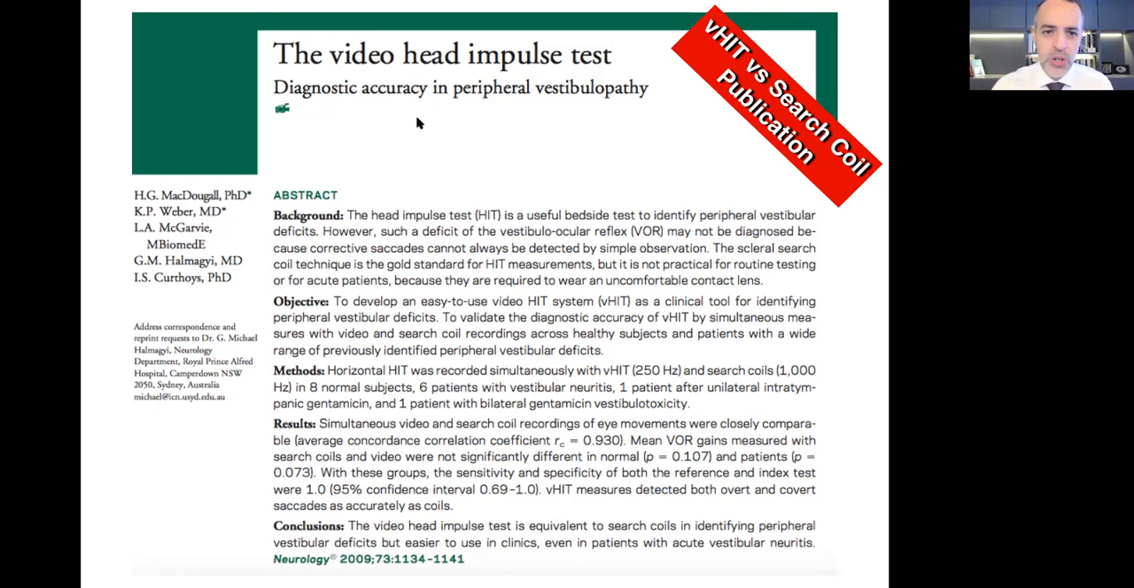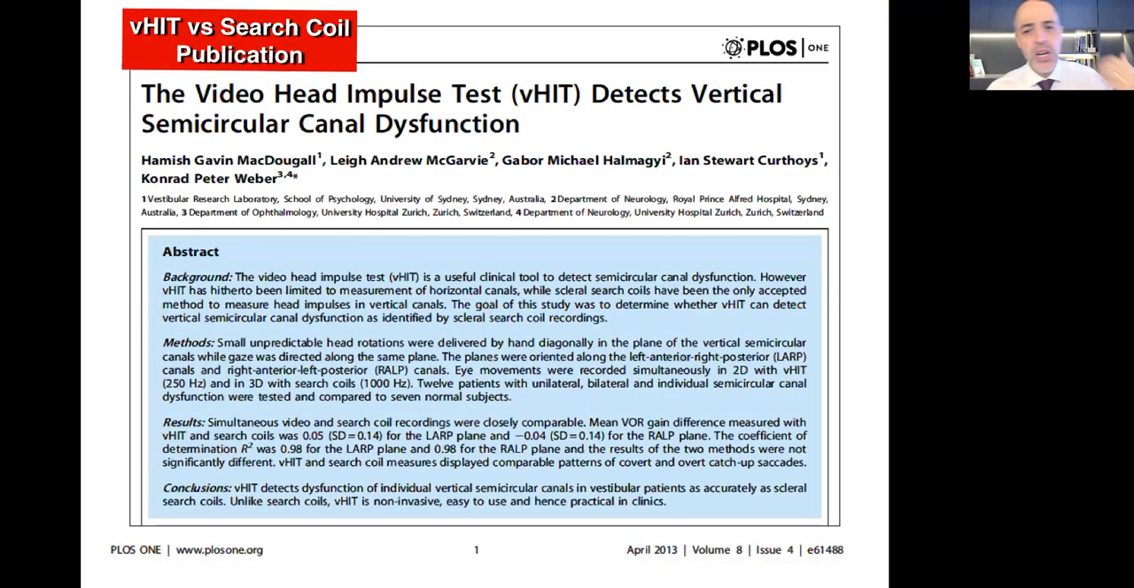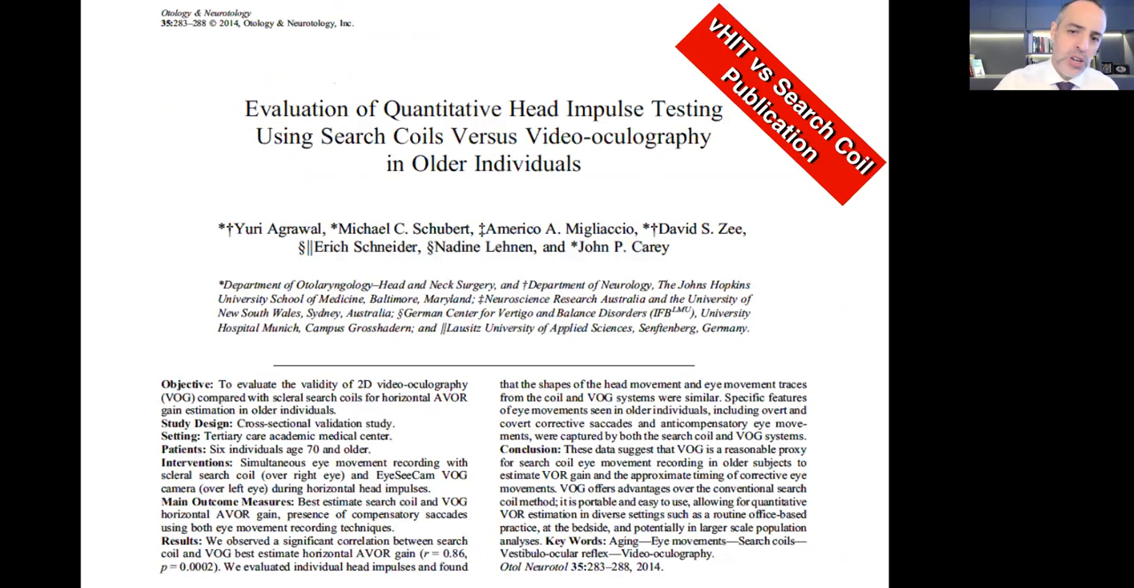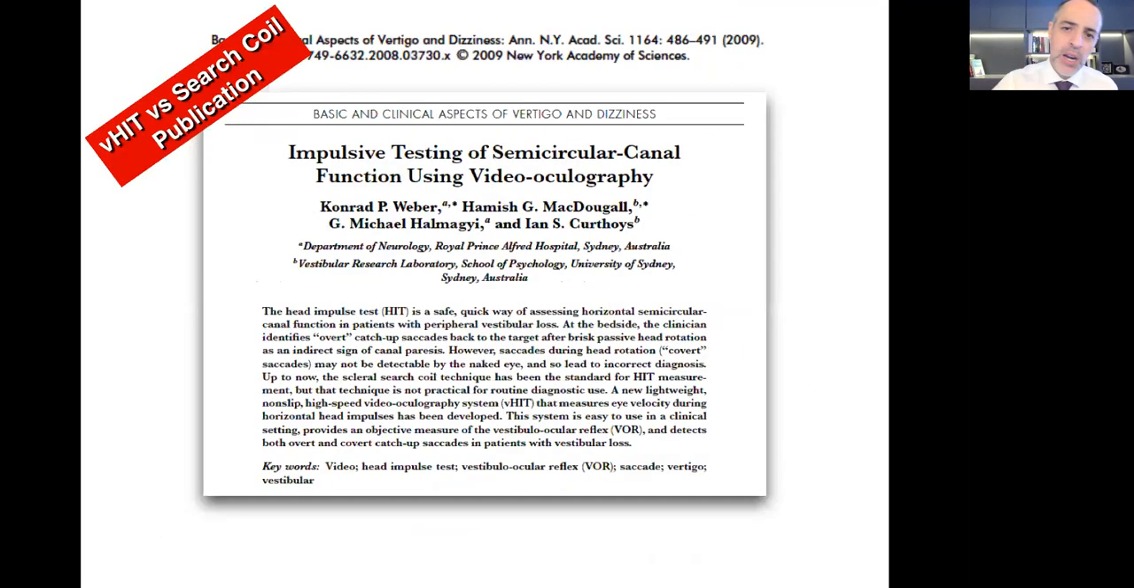This is a neurology journal showing that the head impulse is equivalent to the search coil to identify peripheral vestibular deficits. It's been published in PLOS One journal. It's been published in Otology Neurotology by the Johns Hopkins group. It's been published in Annals of the New York Academy of Science in 2009 as well by the Sydney group.